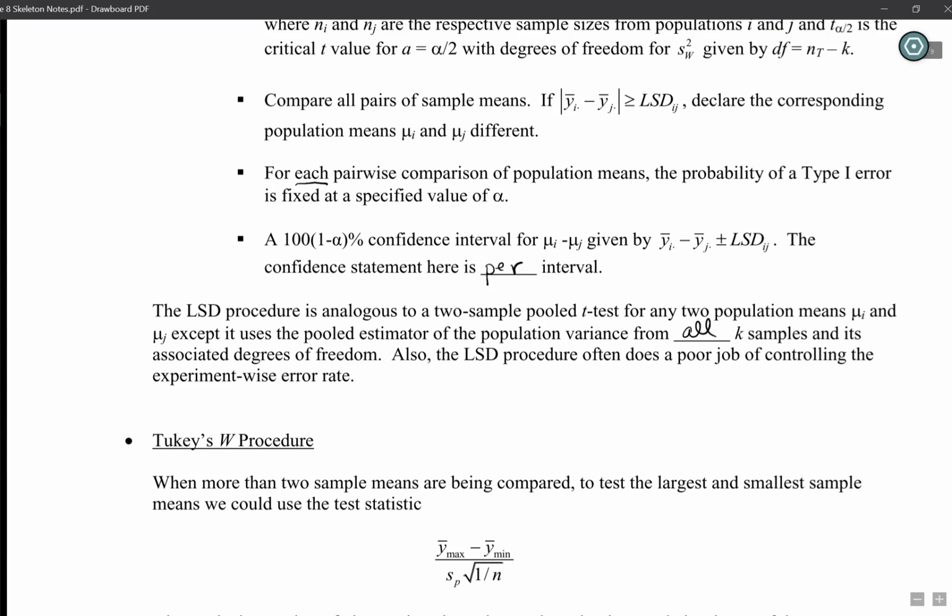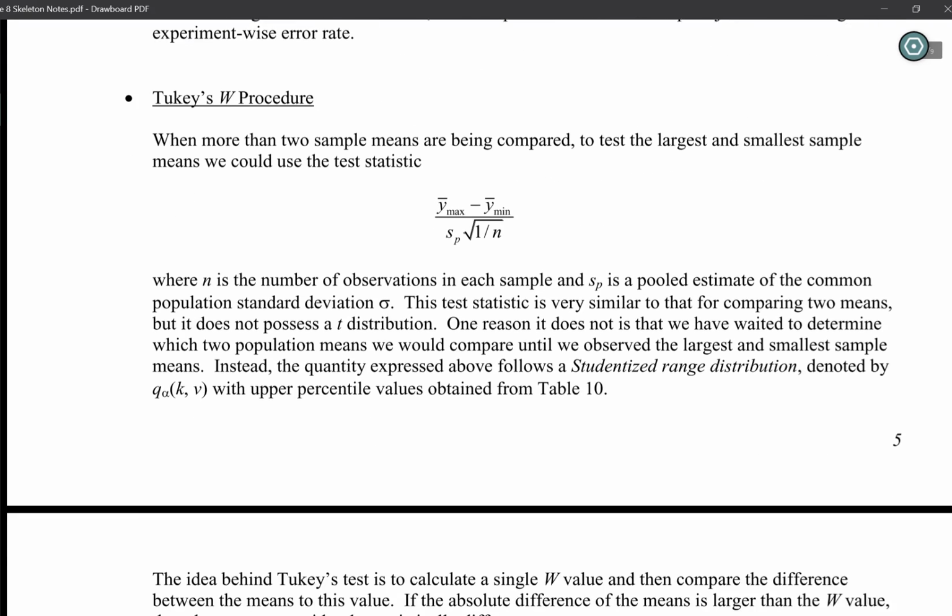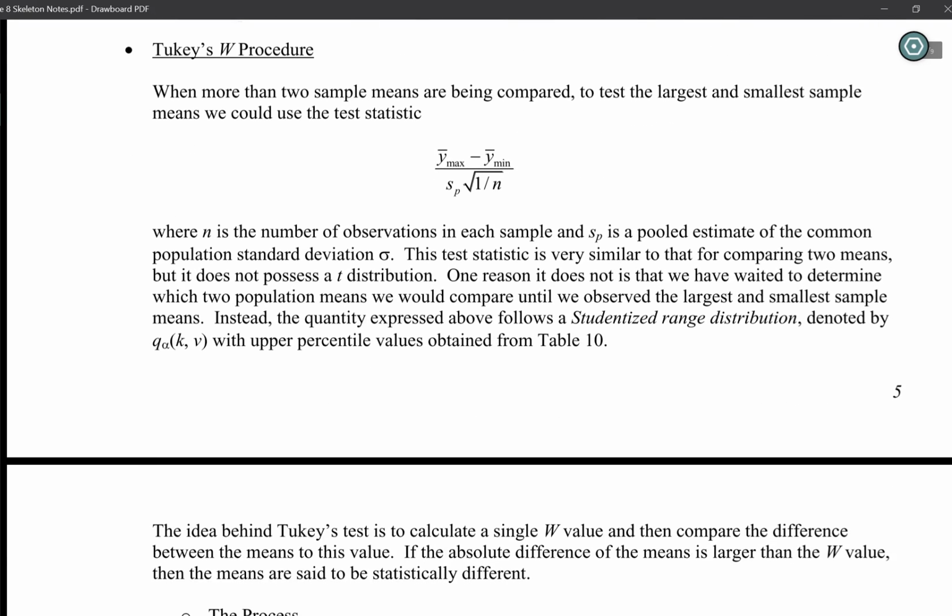To be clear here, the LSD procedure often does a poor job of controlling the experiment-wise error rate. So if a person is really interested in controlling the overall error rate, or the experiment-wise error rate, for several multiple comparisons, then Fisher's LSD approach is probably not the first approach to look at. One of the first approaches to look at is what's called Tukey's approach.